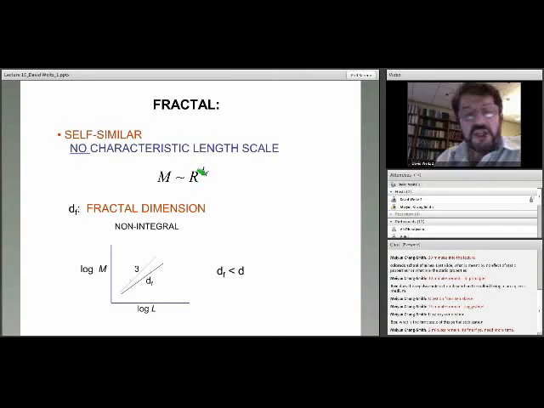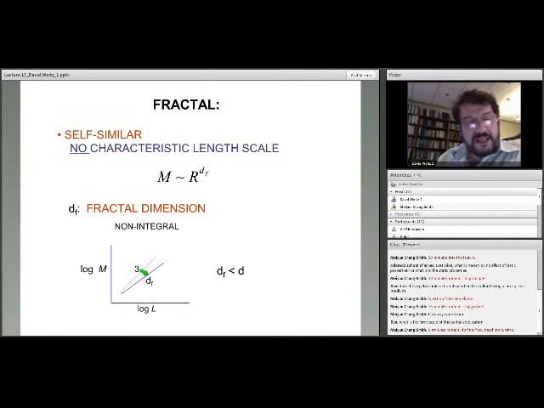This is called a fractal dimension, and the fractal dimension is less than the dimension of space. What that means is that the mass is increasing, but it's not increasing as rapidly as the dimension of space is.